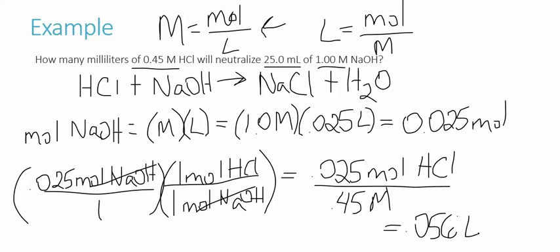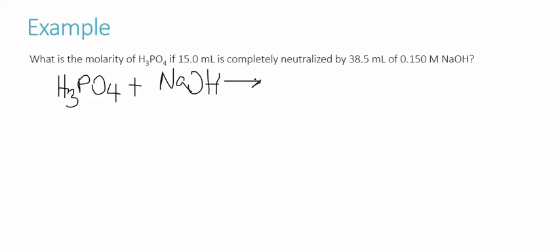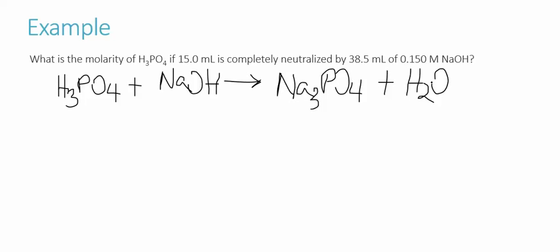It's kind of a 3-step problem. We're going to find moles first, then do your mole-to-mole ratio, and then divide by molarity to get the volume. Let's look at one more example. This time we're taking H3PO4, reacting that with NaOH. My salt is Na with PO4, and because of the charges, Na is a +1, PO4 is a -3, Na3PO4 plus water. It needs to be balanced. 3 NaOH, 3 water.